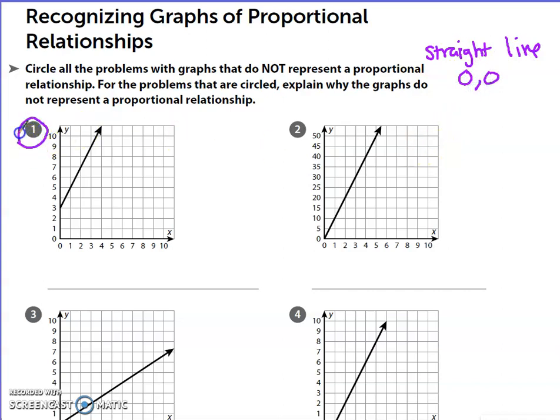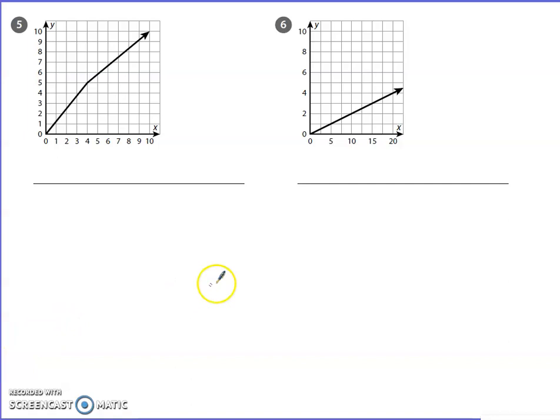So number 1, not a proportional relationship because it doesn't go through 0, 0. Number 4, not a proportional relationship because it doesn't go through 0, 0, even though they're both straight lines. 2 and 3, though, those are proportional relationships. Number 5, not a straight line. The constant of proportionality changes right here, so it's not a straight line.